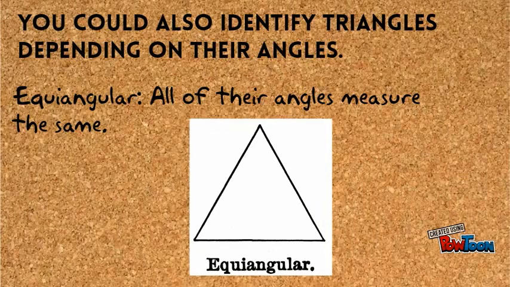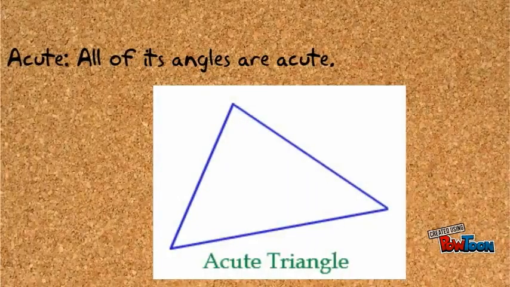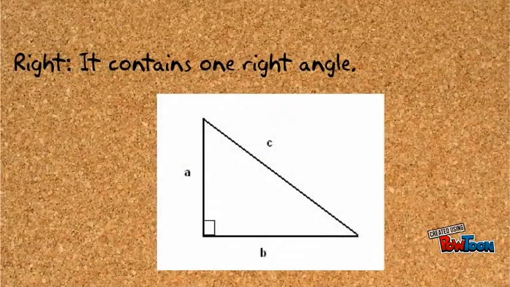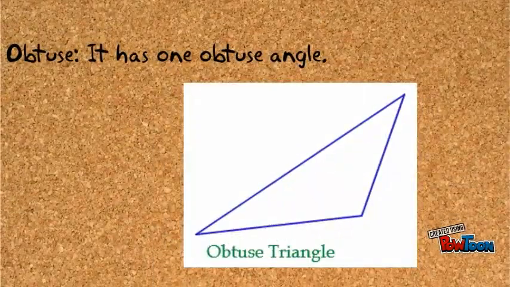You could also identify triangles depending on their angles. Equiangular: all of their angles measure the same. Acute: all of its angles are acute. Right: it contains one right angle. Obtuse: it has one obtuse angle.